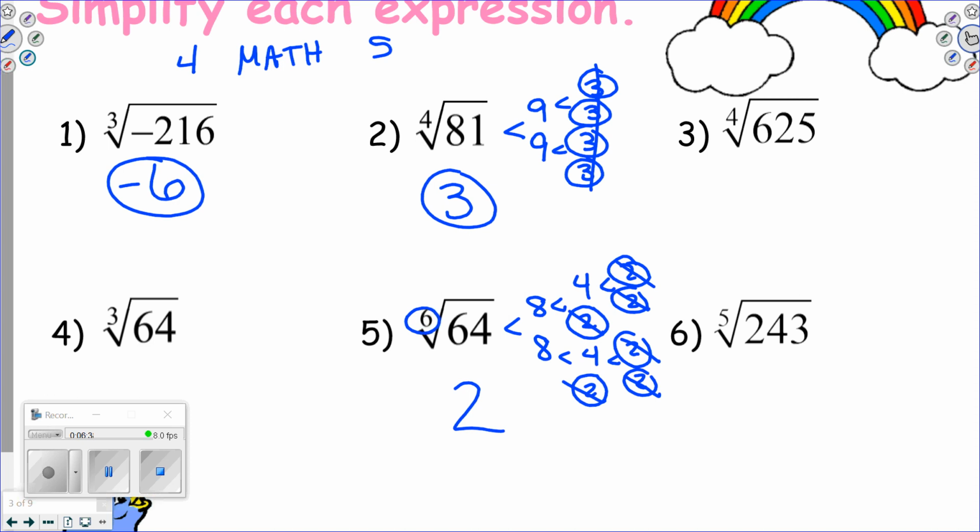All right, so what's the 4th root of 625? And again, if it's perfect, by all means, use the calculator. Type it in, get the perfect answer. Cubed root of 64 is 4.